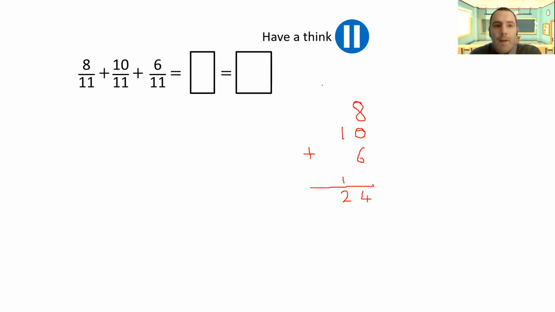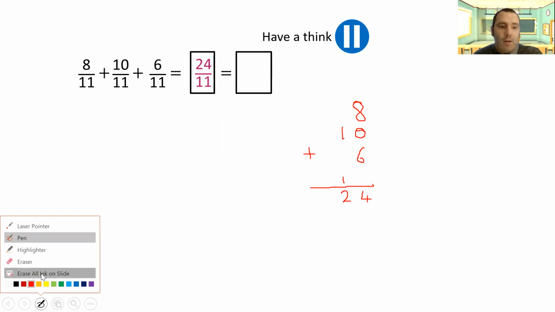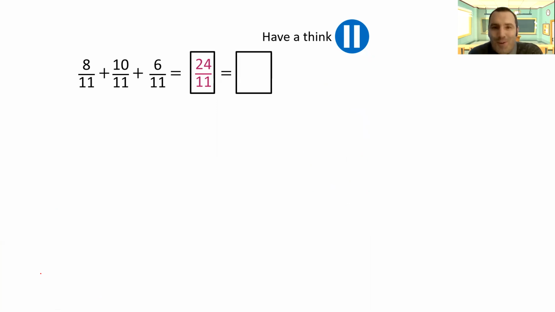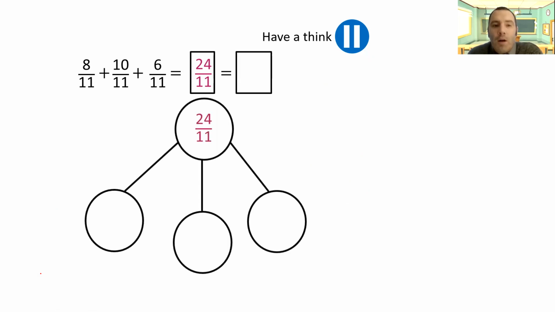So we have got 24/11. Now what I do need to do now is convert this from an improper fraction into a mixed number fraction. I'm getting ahead of myself. So we can use our part whole model.